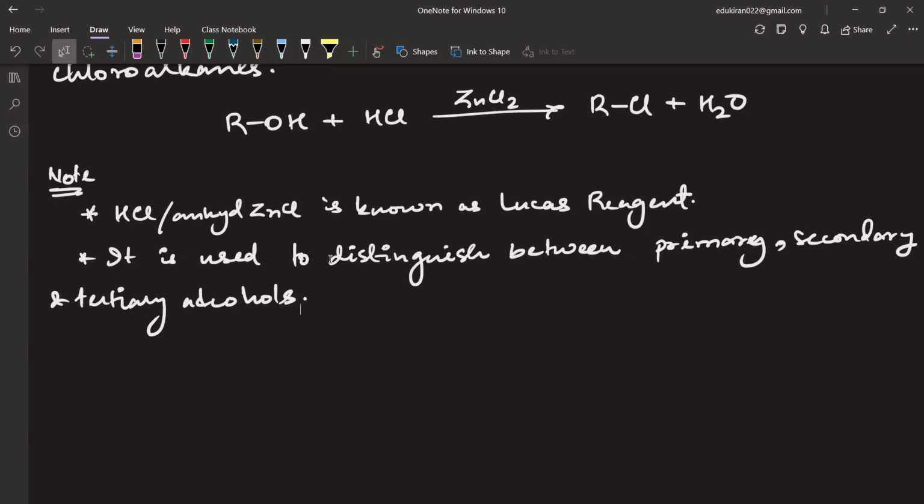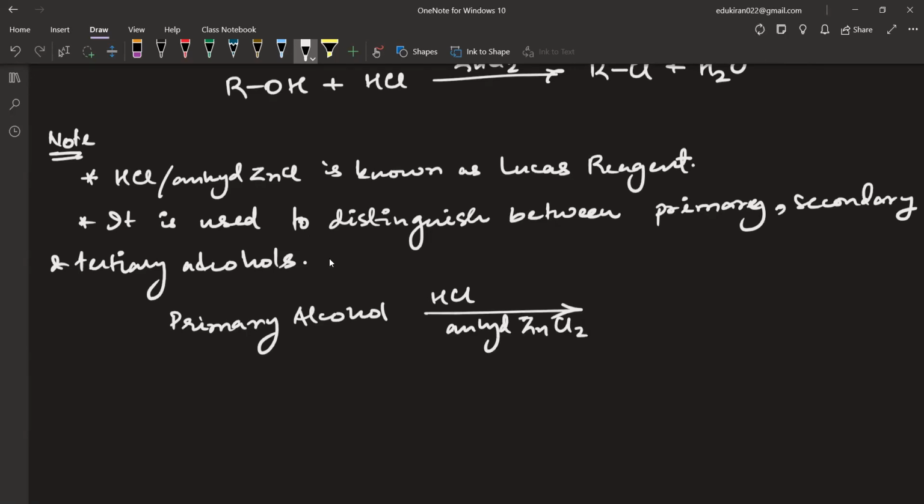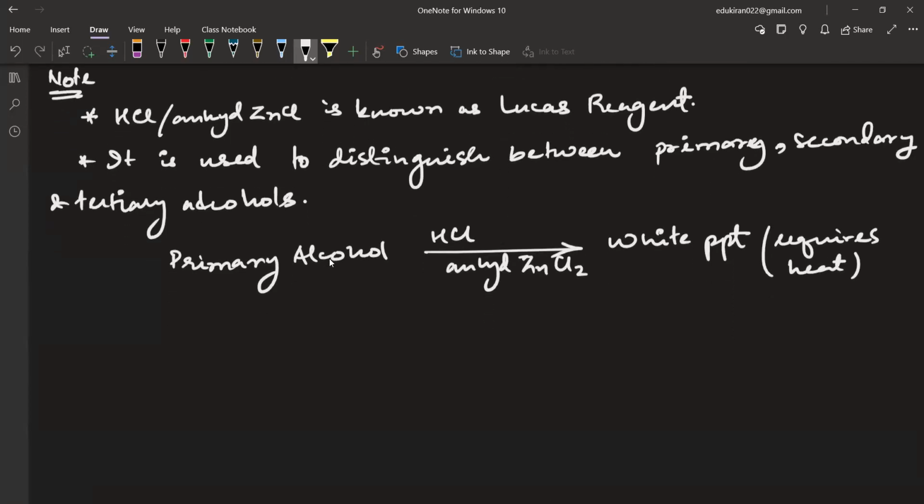Okay. Now, first thing is, if we have primary alcohol, and you use the Lucas reagent, that is HCl in the presence of anhydrous ZnCl2, so you will get a white PPT. Okay, you will get a white PPT, but this requires heating. So, but we consider it like a no reaction here. Because at room temperature, there will be no reaction. That is why I am writing requires heat. If you heat it, then only this reaction will happen. Otherwise, there will be no reaction.